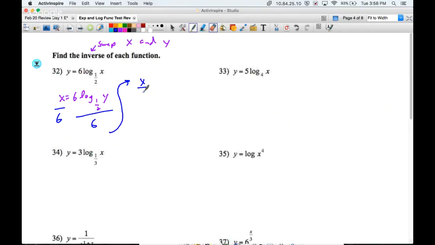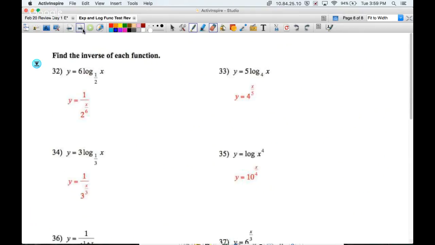I have x over 6 equals log base 1/2 of y. Rearrange this. This now becomes 1/2 to the power of x over 6 equals y. I think we can just leave our answer like that. 32. Yep.